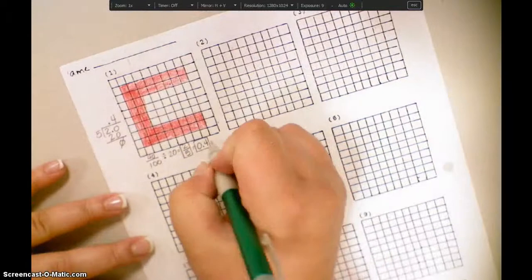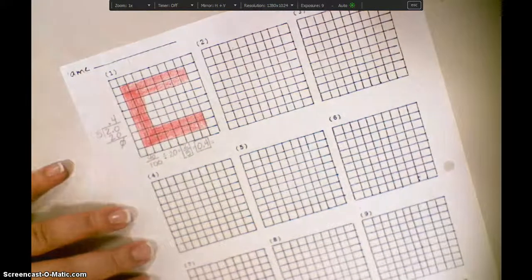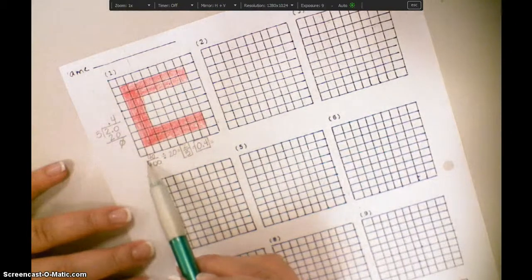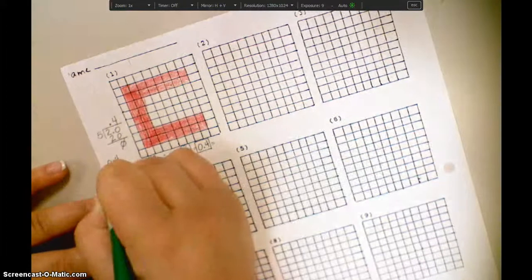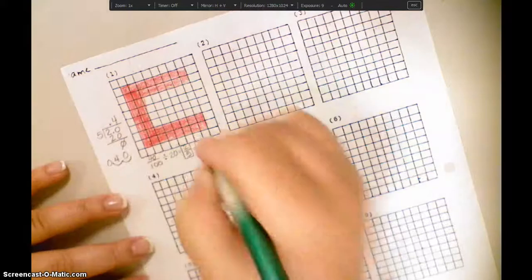To do my percent conversion, I have a couple of options. Percent means out of 100, so if it's over 100, that is my percent, so 40% is what I'm going to look for. However, since we're multiplying by 100, it means we're moving the decimal place 2 places to the right, which would also give me my 40%.